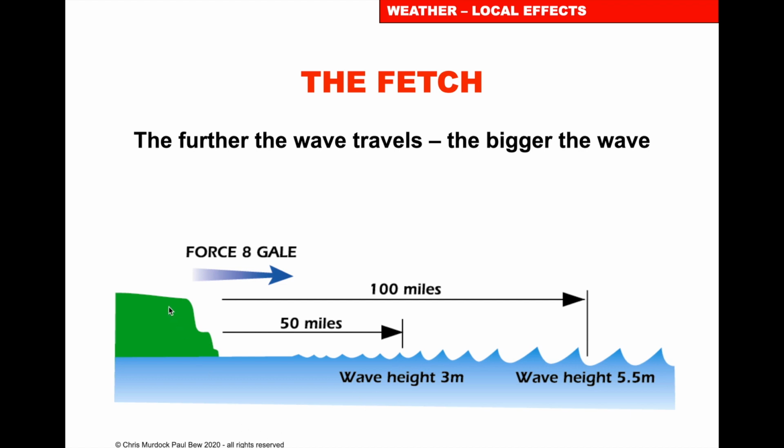So if you've got a Force 8 gale coming off the cliff, so it's an offshore wind, at 50 miles the wave height will be 3 meters, at 100 miles, 3.5. So the fetch is the distance the wind has blown on the water to produce the waves. The bigger the fetch, the larger the waves.